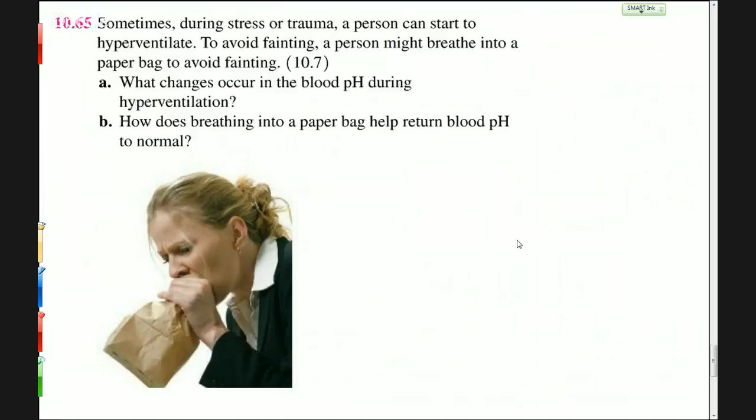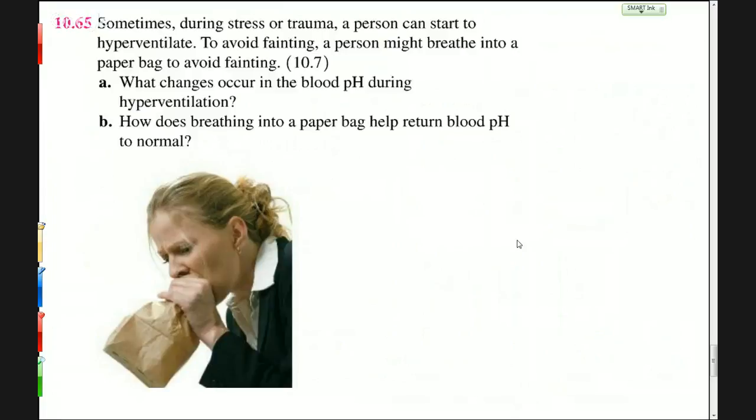Losing more. Not oxygen. You're losing CO2. A lot of people think that it means you're not getting enough oxygen when you're doing that, but it's the opposite problem. You're not getting enough CO2. You're blowing it all away. And so how does that affect the blood pH? It will be weak.